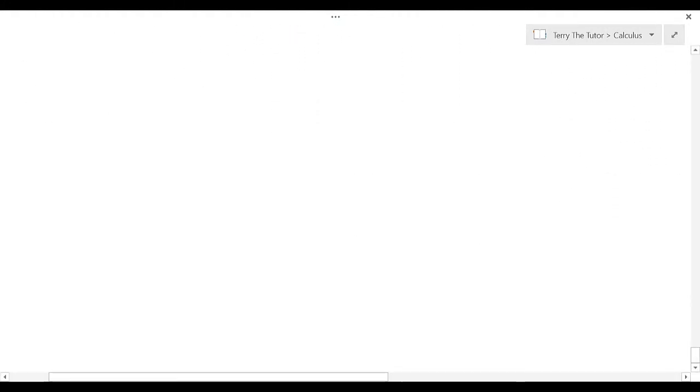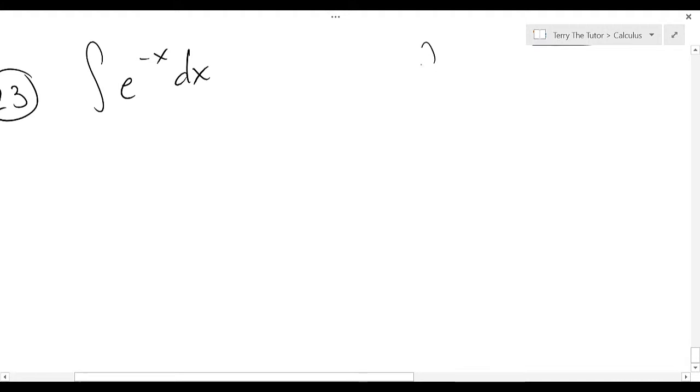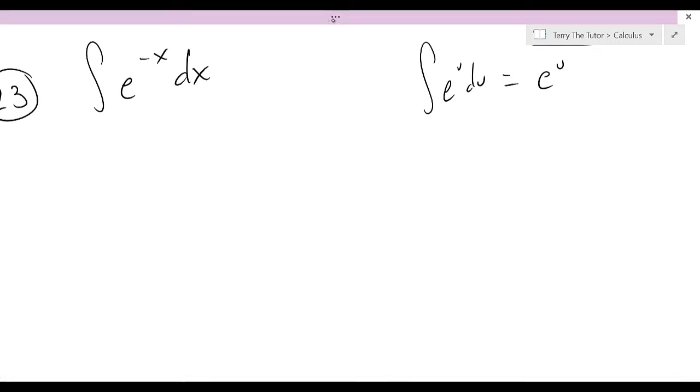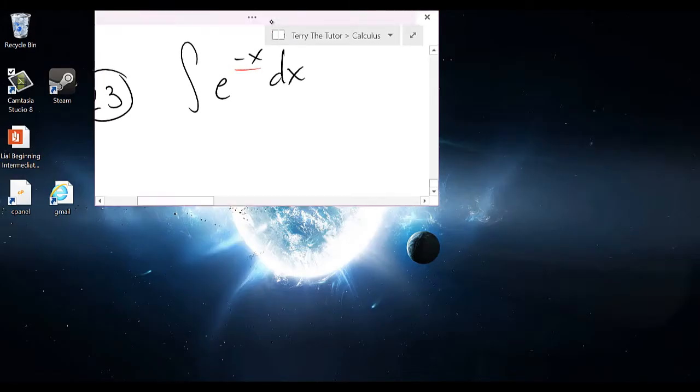Moving right along, let's go to number 23. 23, we've got the integral of e to the negative x dx. Well, we have a formula for e's, and I think it says something like this. The integral of e to the u du is equal to e to the u. So let's go ahead and pick out our u. In this case, the u is always in the exponent, so I'm going to pick the exponent.